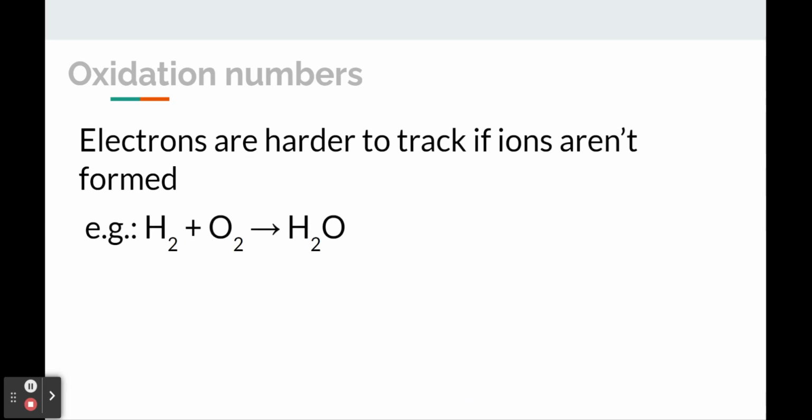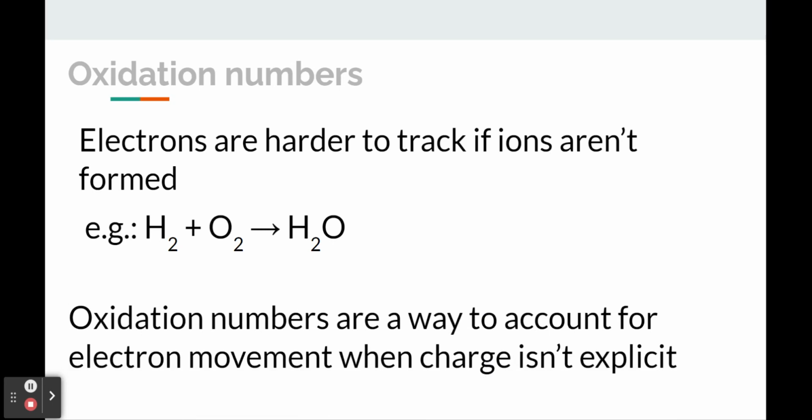So this is where hydrogen is oxidized. Even by the old definition, this is oxidation because you're reacting with oxygen. But you're not forming any ions. H2O is a molecule. It's not an ionic compound. So we need another way of keeping track of that. And that's what oxidation numbers are. They're a bookkeeping method to keep track of where the electrons are moving when charge isn't explicit in the reaction.